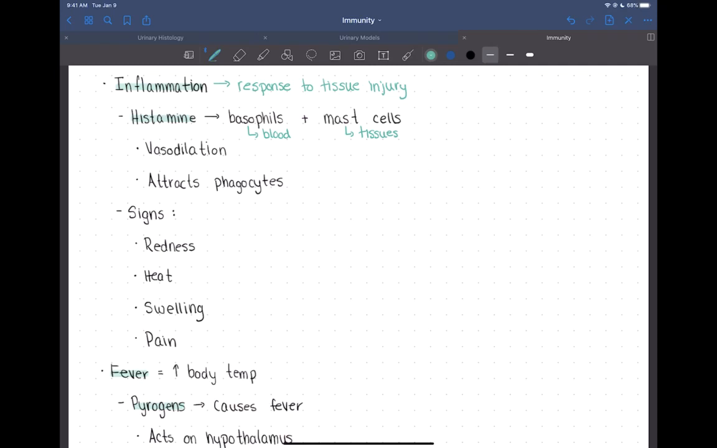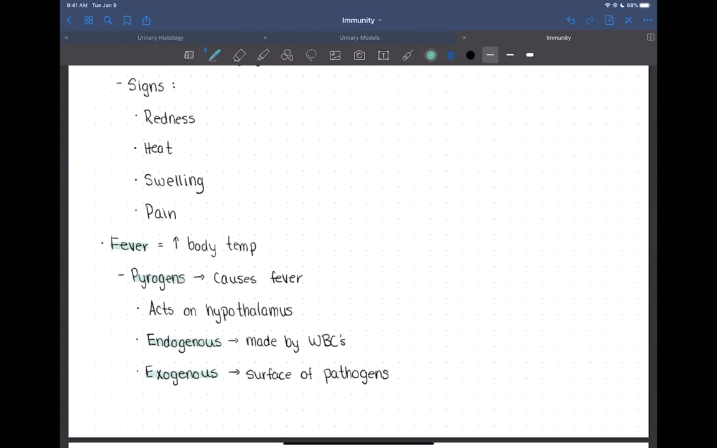And the response to this histamine is going to be vasodilation. So the blood vessels are going to dilate, bringing more blood to the area and also bringing a lot more white blood cells, and they're going to attract phagocytes to the area. Okay, and so the signs of inflammation are redness, right? That would be from that increased blood flow from that vasodilation. That would make the area red for sure, as well as hot. Bringing more blood to the area is going to make that area hot.